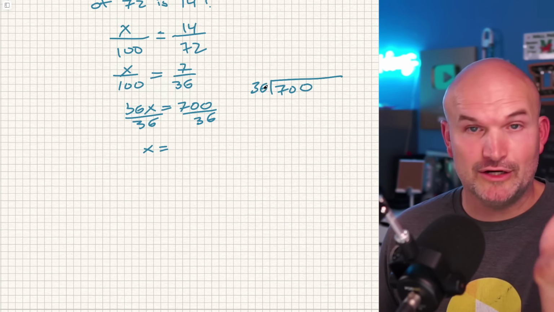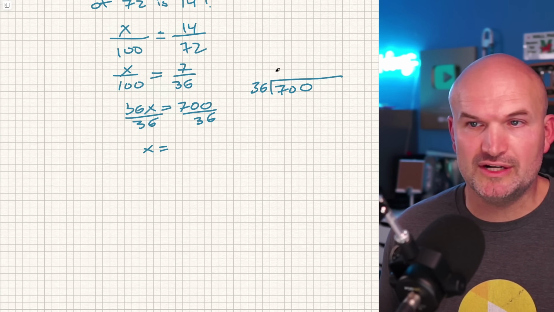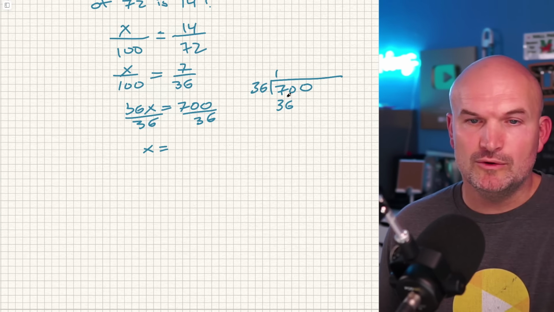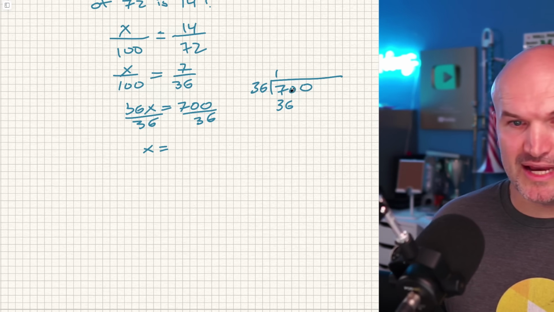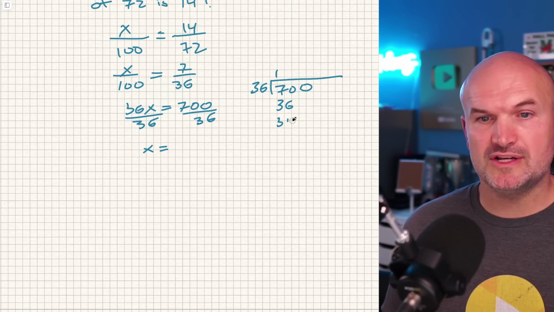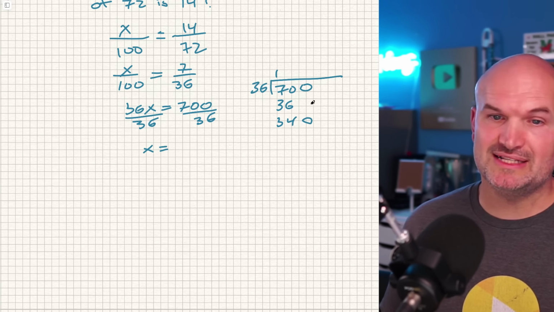In this case, I know 36 times 2 is 72, right? So 36 is only going to go into 700 here, let's say that's 1 time. 1 times 36 is a 36. When you subtract 36, that's going to give me a 34. So now I have a 34. 36 does not go into 34. So now I need to bring down a 0.